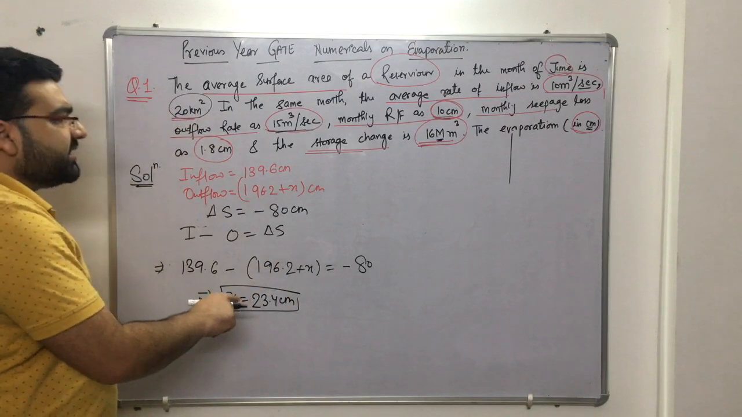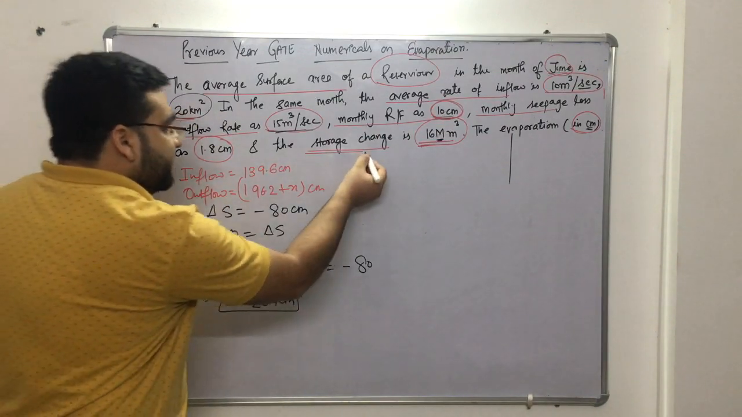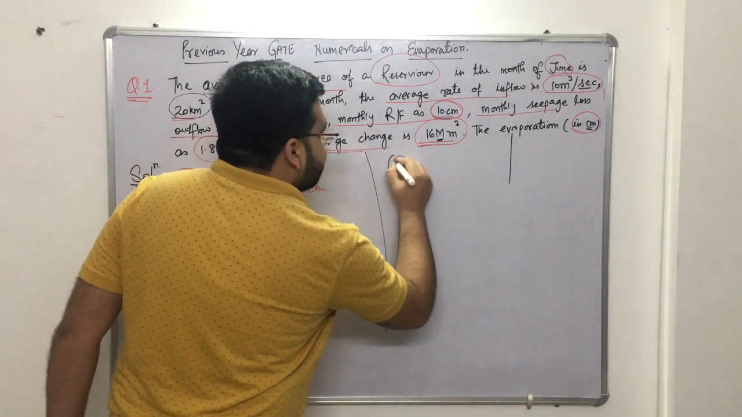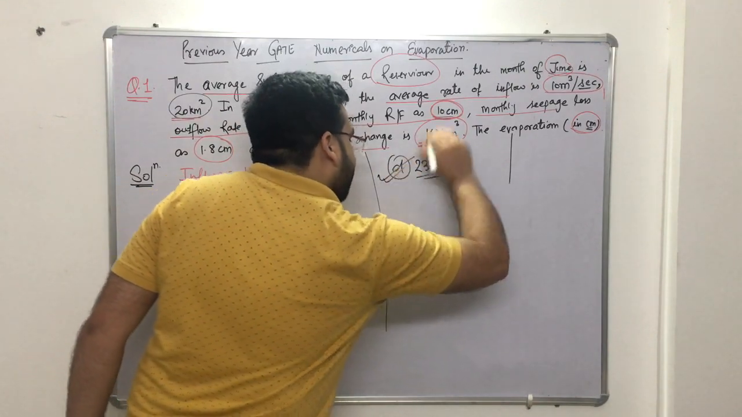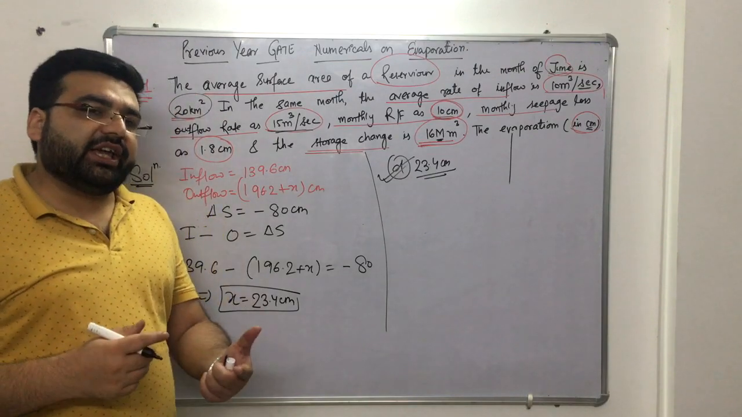So which option was this? I guess it was option C or D. I guess it was option D. So option D is the correct answer. Yes, option D it was, right? The least was option D, right? So option D was 23.4 centimeter. So that is the correct answer. So this was the numerical which I found a bit tricky, right?